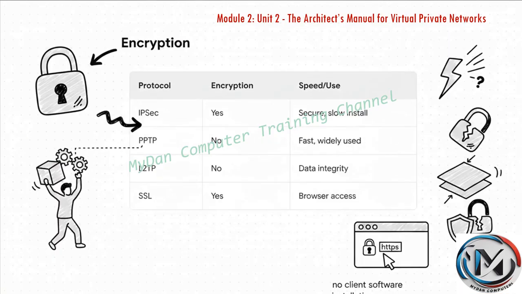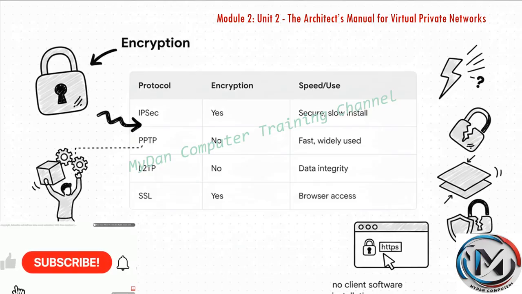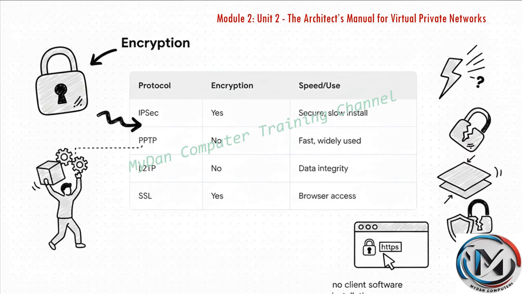Now, what's really interesting about this comparison is seeing how these different protocols prioritize totally different needs within the tunnel. Like IPSec, it encrypts every single packet of a data stream, making it highly secure, but it requires these heavy, slow client installations. Then contrast that with Microsoft's PPTP. It is ridiculously fast and widely used, but it completely lacks native encryption. Kind of a big trade-off. L2TP steps in to try and bridge the gap by delivering data integrity and confidentiality, but still without inherent encryption.